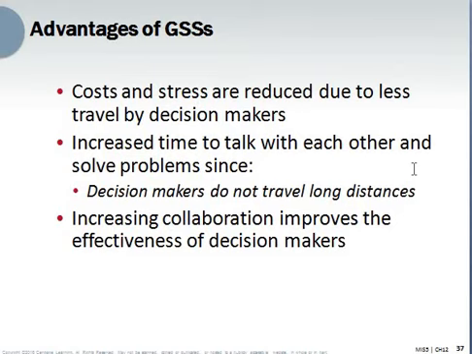Increased time to talk with each other and solve problems. If you are staying at home and participating in a meeting, a board meeting or a task force decision making from any place, you have more time to talk to each other. Decision makers do not travel long distances, right? Increased collaboration improves the effectiveness of decision makers since they have time to talk more with each other. The traveling time they can utilize for discussions, right? We can expect better decisions.